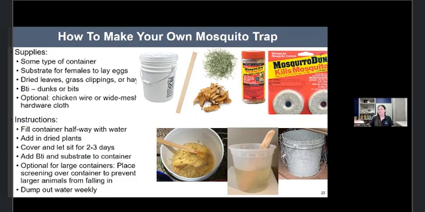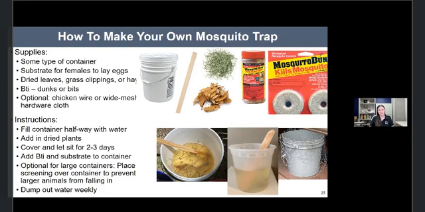So either the dunks or the bits, either one, it doesn't really matter. The bits would probably work better in this case because you don't have large amounts of water. But if the dunks are easier for you to purchase, then get those. And then if you have a large container, it's optional to get some chicken wire or wide mesh hardware cloth to use. That's more to prevent animals like chipmunks or birds or mice from falling into your containers.